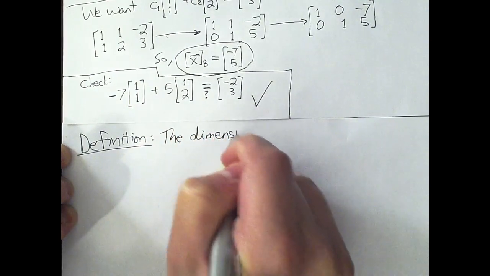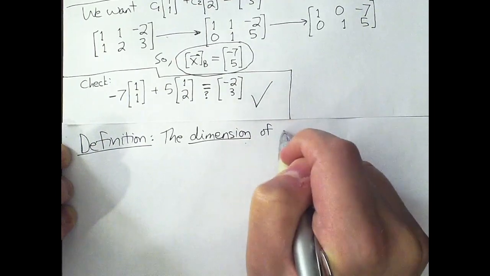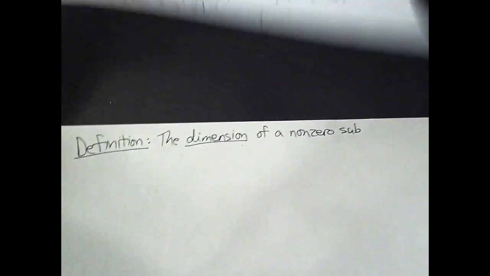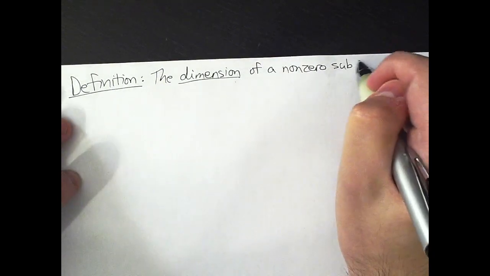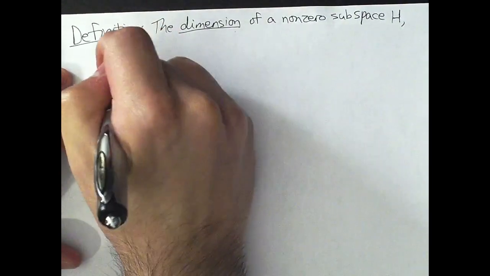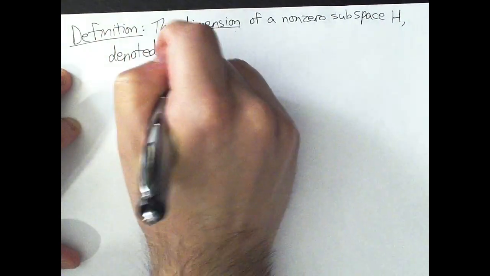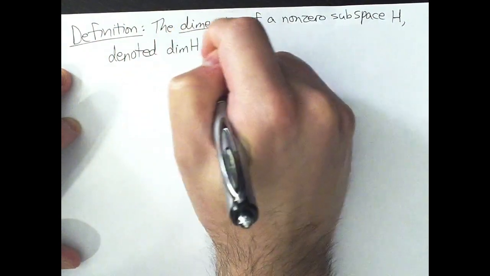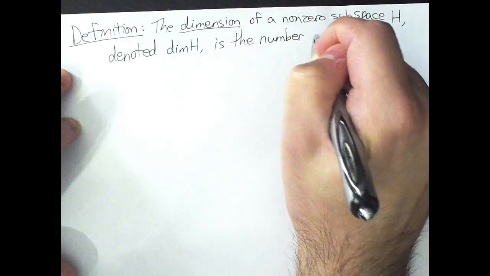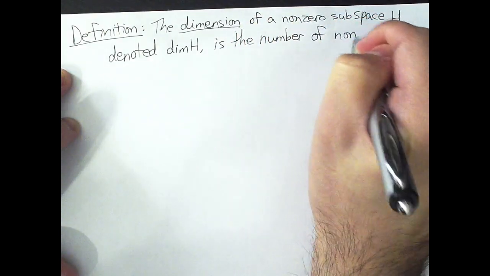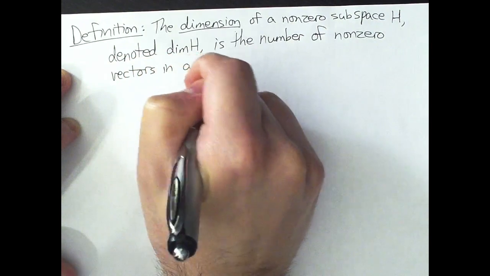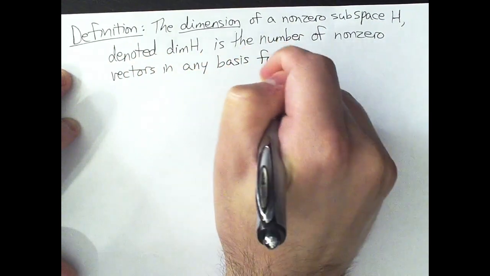The dimension of a non-zero subspace H, denoted dim H, is the number of non-zero vectors in any basis for H.